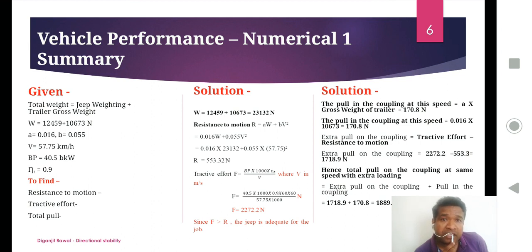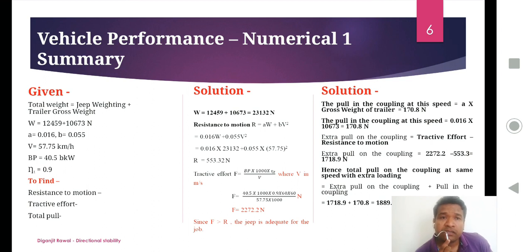V, speed of the vehicle, is given in kilometer per hour. Brake power BP is equal to 40.5 watt, given in the numerical. Eta T, transmission efficiency 0.9, is given in the numerical. So resistance to motion, tractive effort and total pull we have to find out for this numerical. Next, in the summary, we first find out the value of W, then the resistance to motion, for which we know the equation R is equal to aW plus bV square. Then we check the value of R, that is 553.32 Newton.